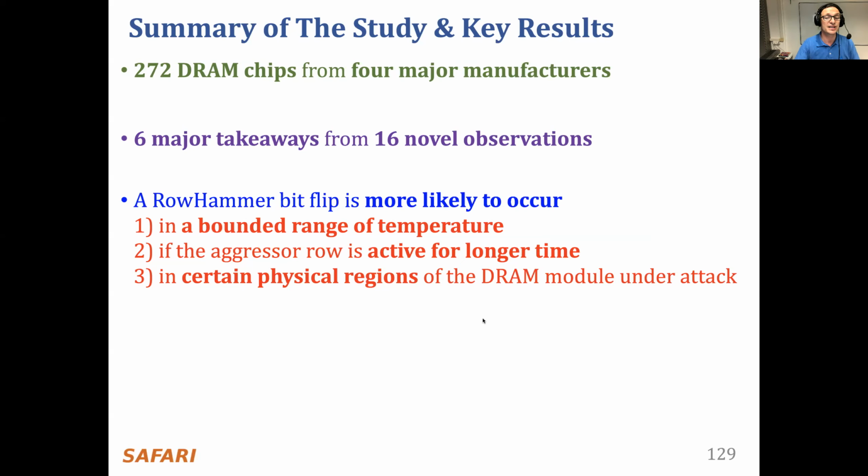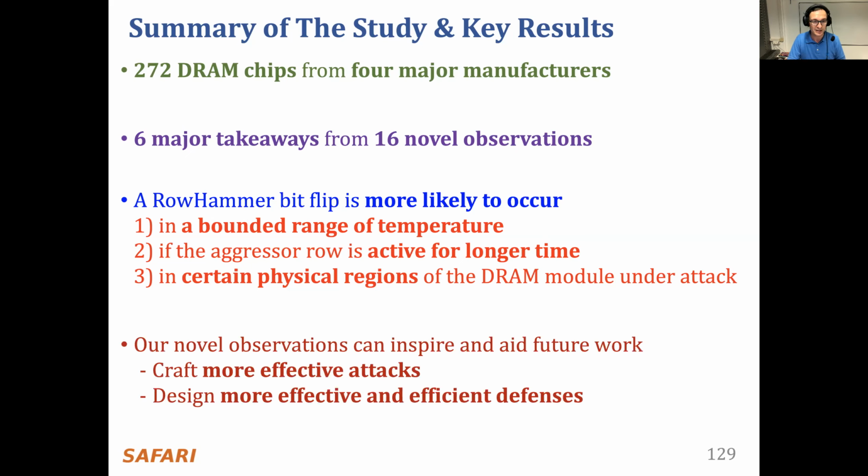In certain physical regions of the DRAM module under attack, you get more RowHammer bit flips. Basically, there's a lot of manufacturing variation. And as a result, different regions of the DRAM module are significantly differently vulnerable. And these observations can be used to craft more effective attacks and design more effective and efficient defenses.